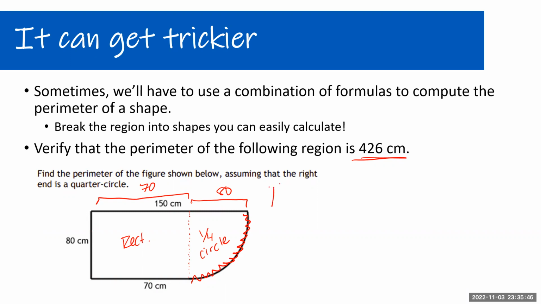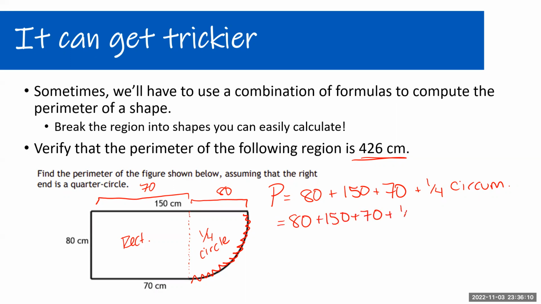Okay. So my perimeter is going to be 80 plus 150 plus that 70 plus 1/4 of the circumference. Okay. So that's going to be 80 plus 150 plus 70 plus 1/4 times pi. And we know the radius, okay? So 2 times pi, I'm going to put the 2 here, and then times r.